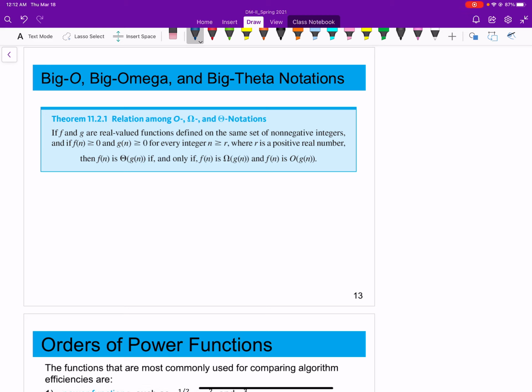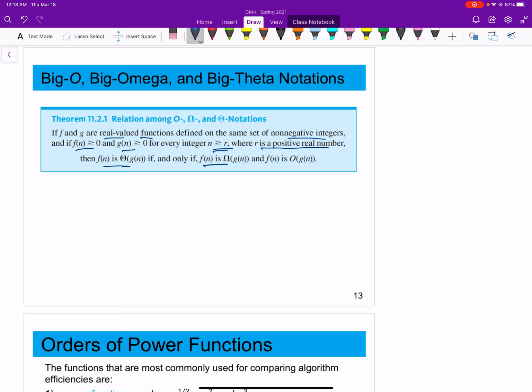There's a theorem here. We are not going to prove the theorem. Let's read it. If f and g are real valued functions defined on the same set of non-negative integers, and if f(n) is greater than or equal to 0, g(n) is greater than or equal to 0, for every n greater than or equal to r, where r is a positive real number, then f(n) is theta of g(n) if and only if f(n) is omega of g(n) and f(n) is O of g(n). Okay, so this is the same.